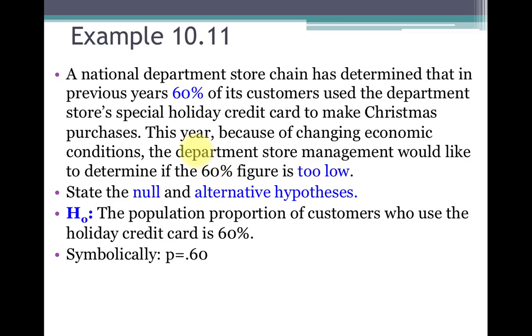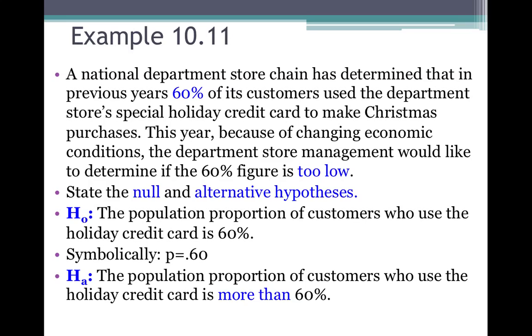Now, the counterclaim involves the management wanting to determine if 60% is too low. So the management expects that the figure should be higher than 60%. So we're going to state our alternative hypothesis as follows. The population proportion of customers who use the holiday credit card is more than 60%. Because if they believed it was too low, then the belief is that it should be more than 60%. And then symbolically we say P is greater than 0.60.